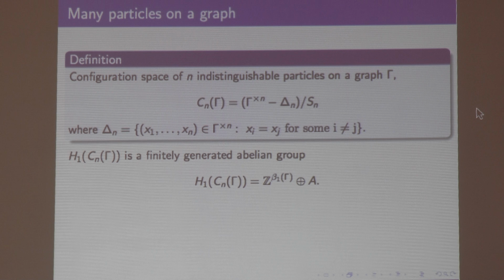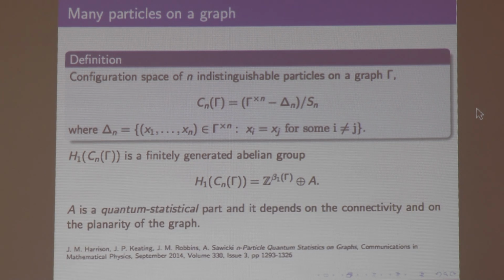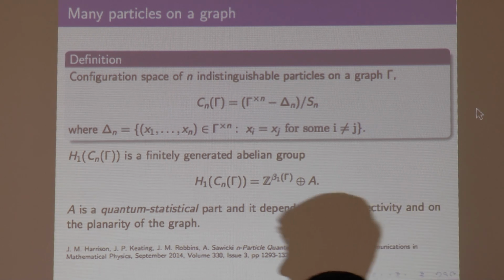So we know that this group, which describes the quantum statistics, is a finitely generated abelian group. But there are 2 parts, of which only one is relevant actually to our approach. The first one is a trivial one, which I'll explain later. But this part is the quantum statistical part, and here we can have Z2 or Z for anions, Z2 for bosons, and many different things which depend on the connectivity and on the planarity of the graph.